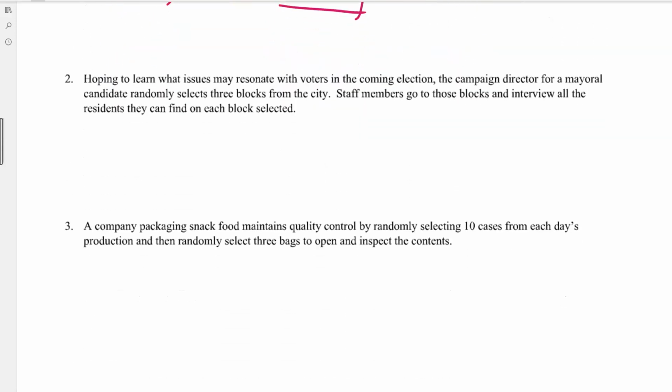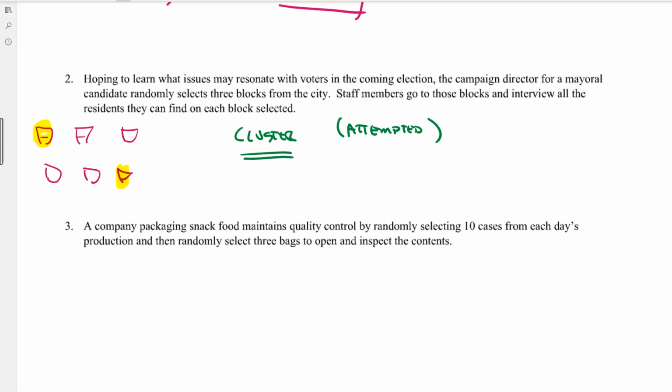Hoping to learn what issues resonate with voters in a coming election, the campaign director for a mayoral candidate randomly selects 3 blocks from the city. The staff members go to those blocks and interview all the residents they can find on each block. So the city probably has maybe hundreds of blocks or something, right? They randomly take 3 of them and attempt to survey everybody in those 3 blocks. This is a cluster sample. I would actually say it's an attempted cluster sample, okay?